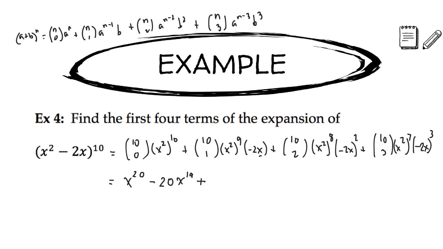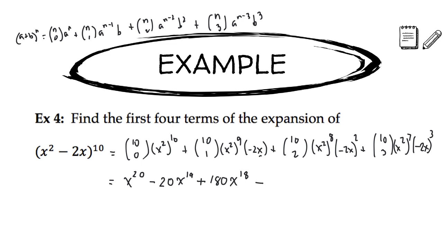My next term is positive because the negative 2 is being squared. I have 10 choose 2, which is 45. And then I have x squared to the 8th, which is x to the 16th. Then I have 2 more powers of x at the end, multiplied by a negative 2 squared, which is a positive 4. So 45 times 4 gives me 180. And when I put the powers of x together, I get x to the 18th.